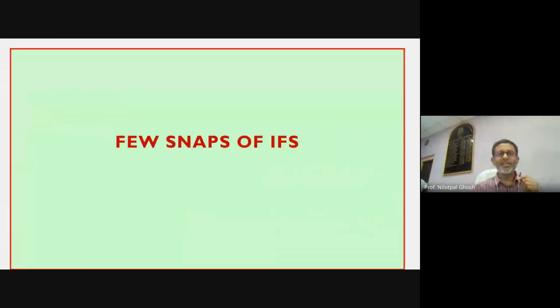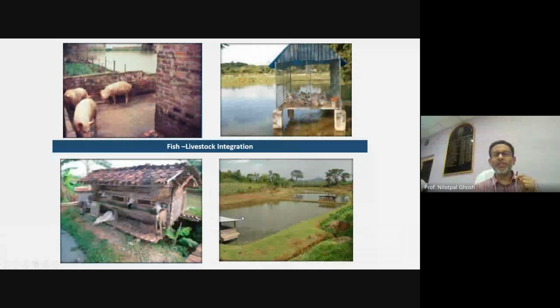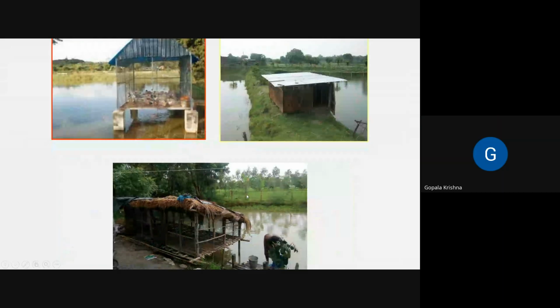Now, just a few snaps taken from various, not all, of my works. These are the fish integration. Here, fish and duck integration. Fish is the major component along with the poultry, duck, etc. Here is pig. Here is one fish cum poultry integration. Goat integration is there. So many.